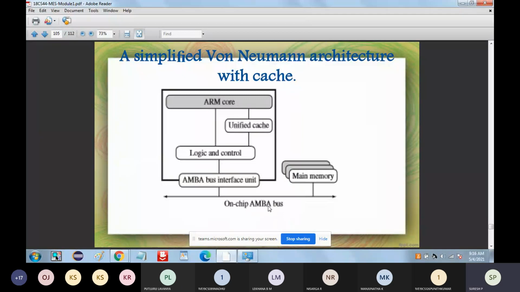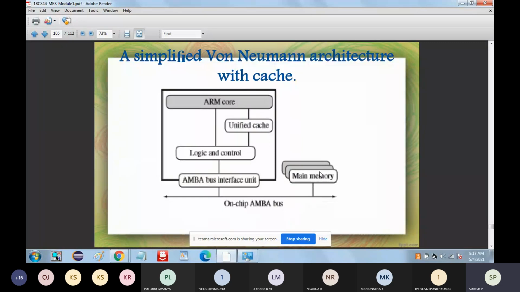Now, once it has the AMBA bus, that is going to connect to my memory. Initially, when you first start executing the program, the core has to start from here, and it checks whether the instruction or data is there in the unified cache. If it is not there in the unified cache, next it will request the logic and control unit to perform the logical operation. Since there is no instruction to perform, it is not going to perform any logic and control operation. Next, through the AMBA bus interface, it is going to fetch the instruction which has to be executed from the main memory.